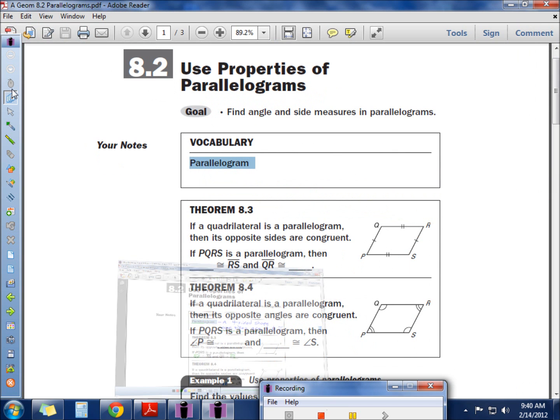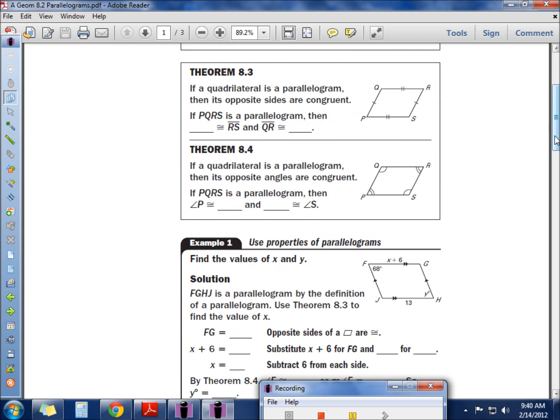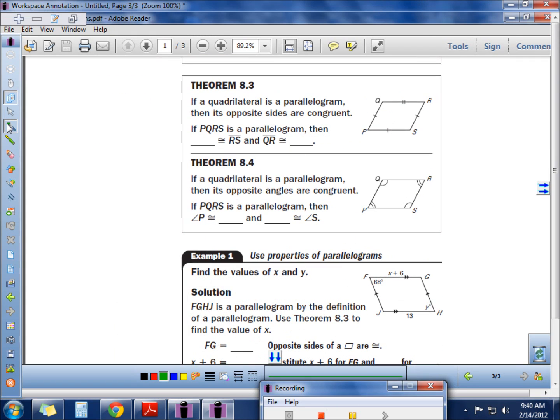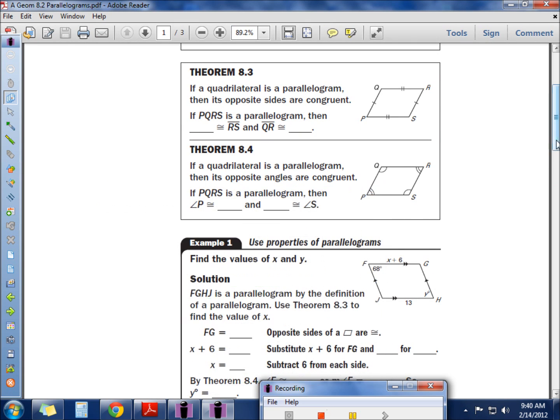8.4 isn't much harder. It's talking about angles. We didn't really mention angles a second ago, but this is another true fact. It says if a quadrilateral is a parallelogram, then its opposite angles are congruent. Underline that fact. It's noted in the picture, but you've got to be able to visualize it yourself and draw in those marks if they're not marked. Angle P is congruent to angle R. And what is congruent to S?